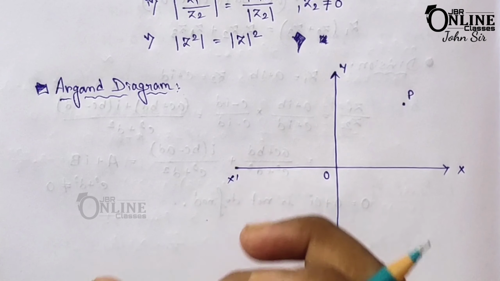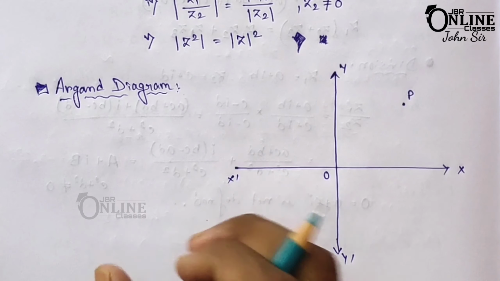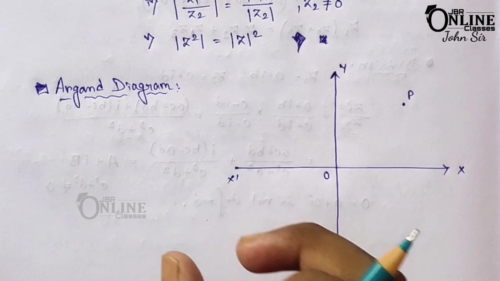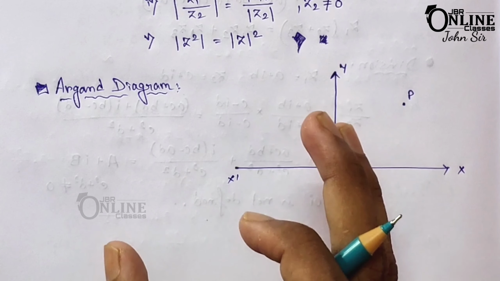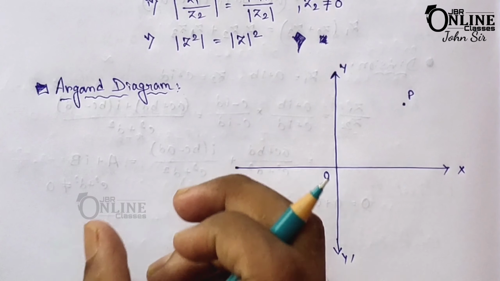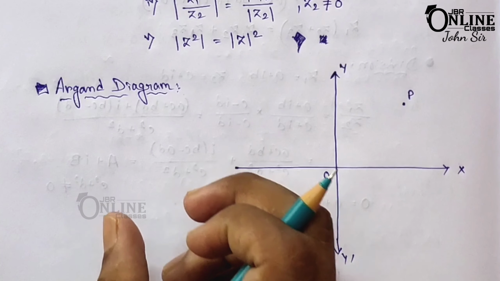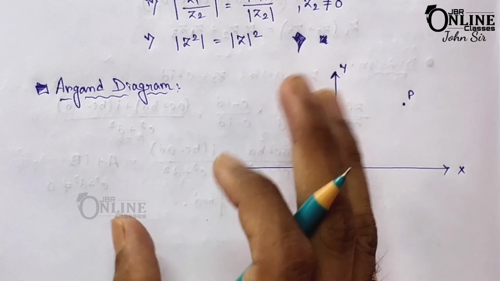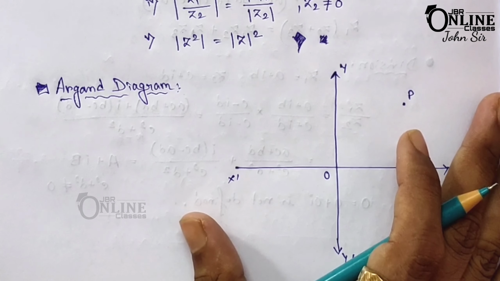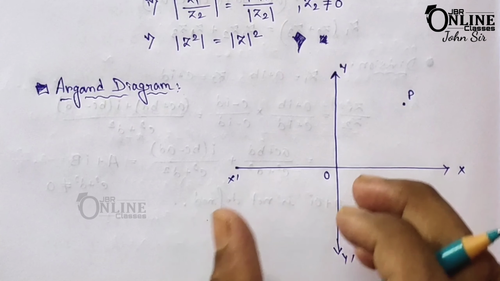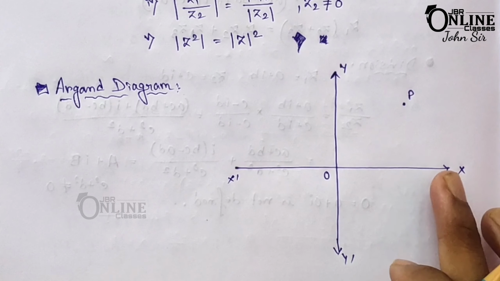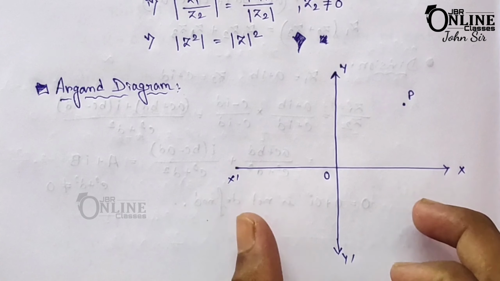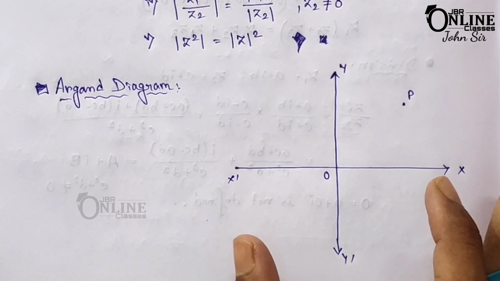Okay, now the next thing is the geometrical representation of a complex number, or this is called the Argand diagram. A diagram showing points which represent complex numbers is called an Argand diagram. That is the definition. So suppose we consider a plane, and two mutually perpendicular lines, XOX dash and YOY dash, are taken as the x axis and y axis respectively.